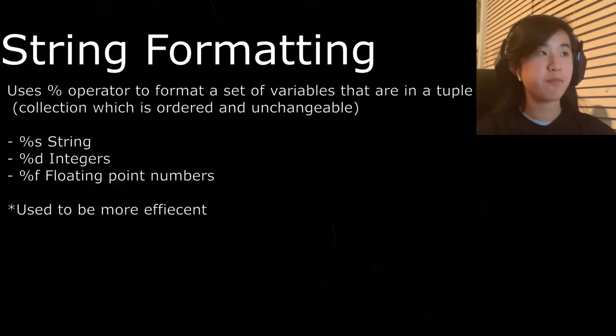Okay, so string formatting. It's a little subset of string operators, but it's a little bit lengthy, so I wanted to talk about it completely in its own section. String formatting uses the % operator to format a set of variables enclosed in a tuple, which is basically a fixed size list. It's basically used to format a string in an easier way, so it's easier to type. It's mostly for efficiency, but it's not necessary. I usually avoid it because it personally complicates me, but I'll try to explain it to you if you want to be efficient.